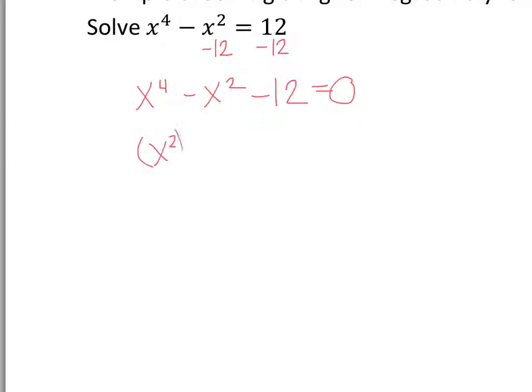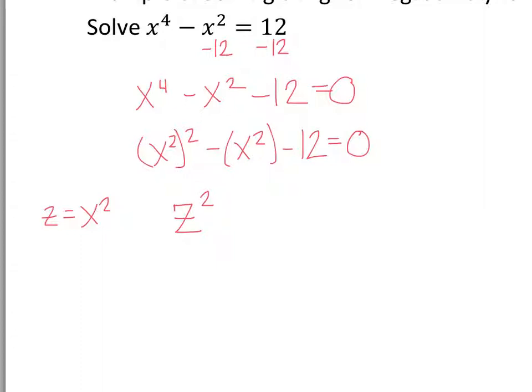So x squared minus x squared minus 12 equals 0. You want z again? Yes. Okay, z equals x squared. So what is my quadratic equation? z squared minus z minus 12 equals 0.